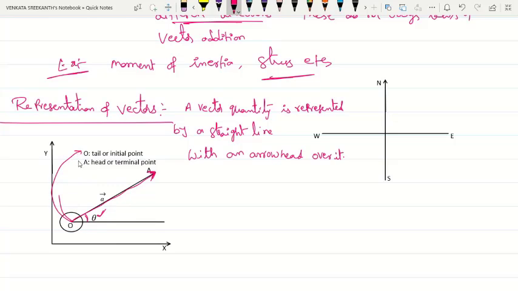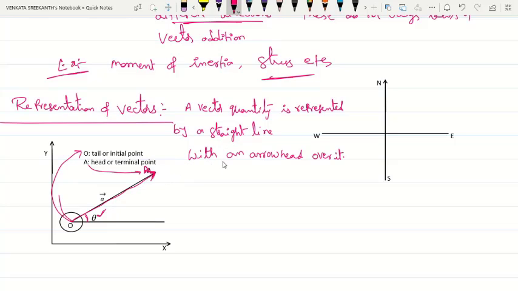What is the meaning of O? O is the tail, or initial point. A is the head, or terminal point. A vector can be represented by a line segment. This is the representation of a vector.